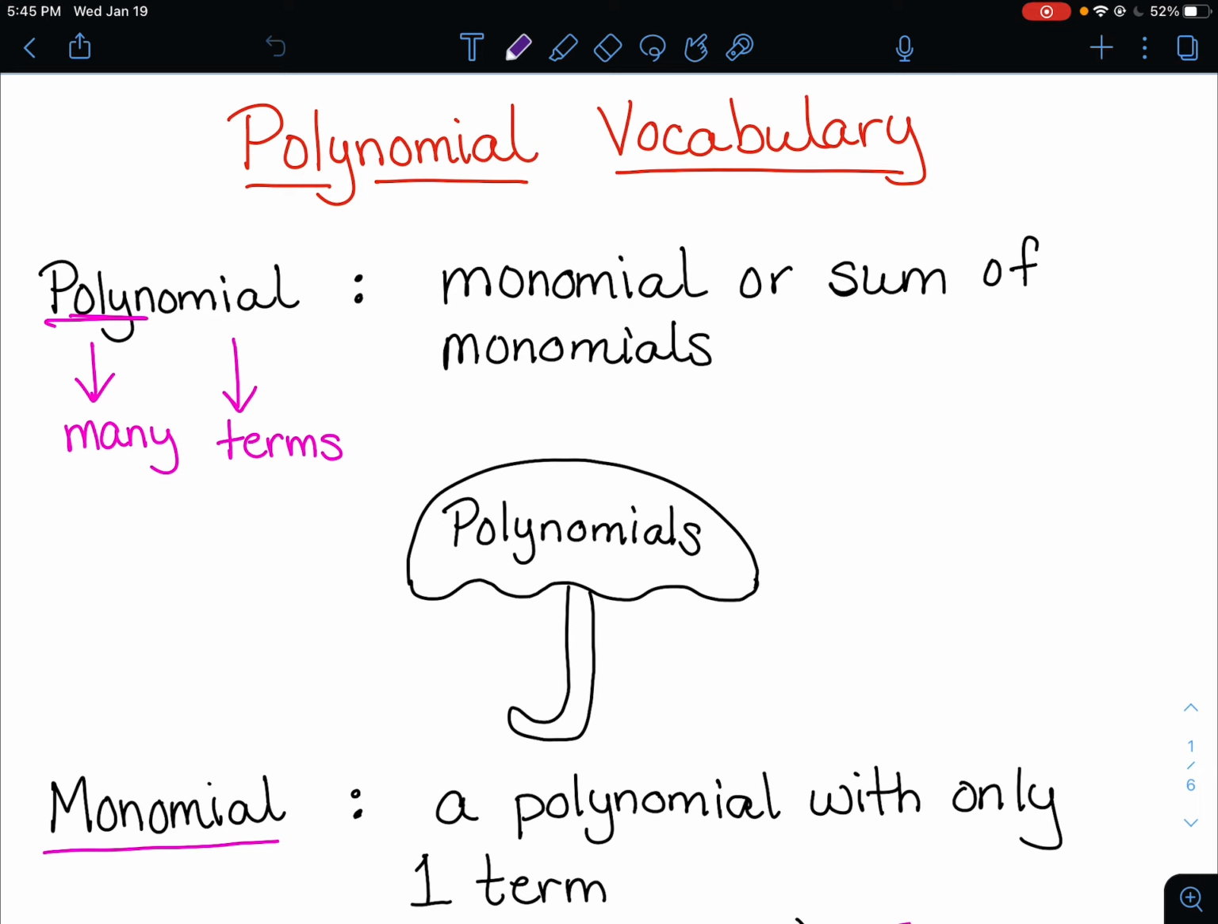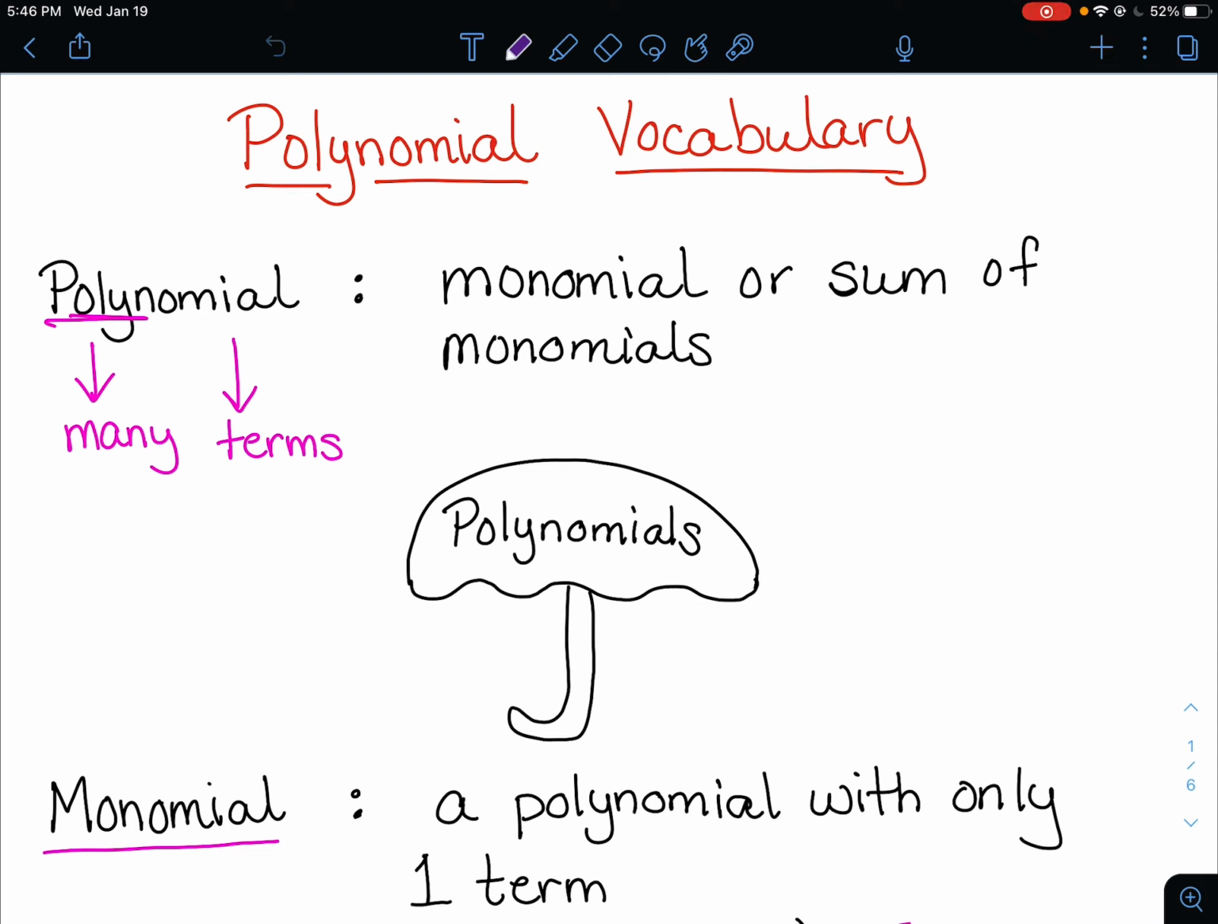So poly in itself means many. You think about polygamy, that's the word that means many, like many wives, many husbands, whatever it may mean. And then nomial means term. So a polynomial means many terms. So we think about terms as being a monomial, a single term, or a sum or combination of those. So we can have many terms put together, either adding or subtracting.